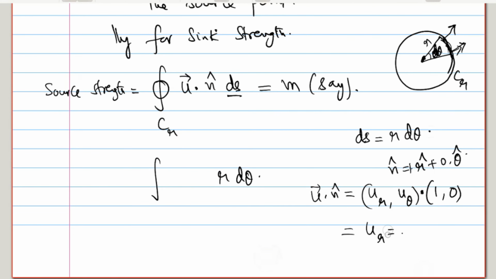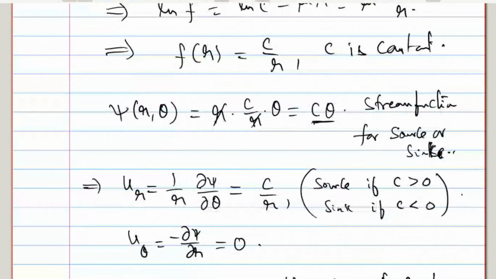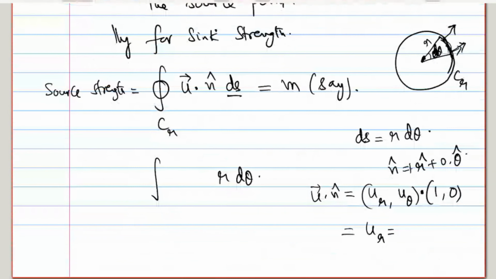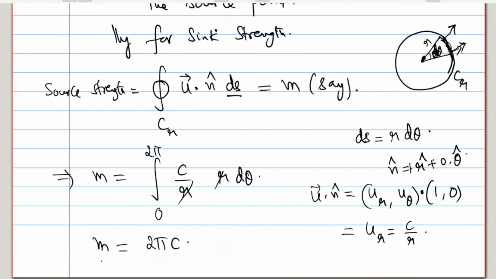What is u r? U r is C by r. So you put C by r. Now what is the integral? Theta is between 0 to 2 pi, this is a circle. This is your M. So the answer will be 2 pi C, so you get M equal to 2 pi C. So this is your strength.